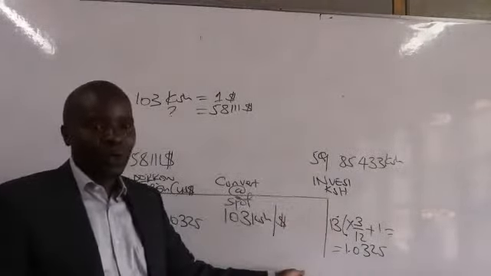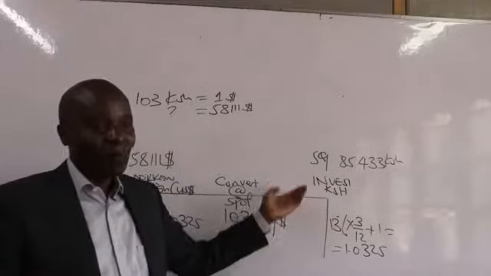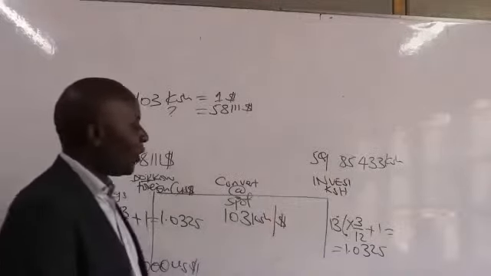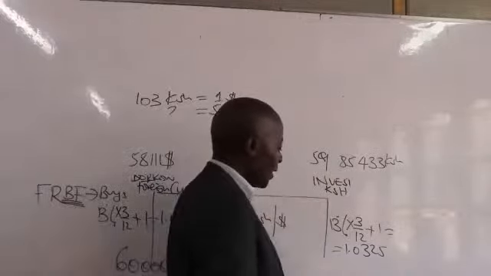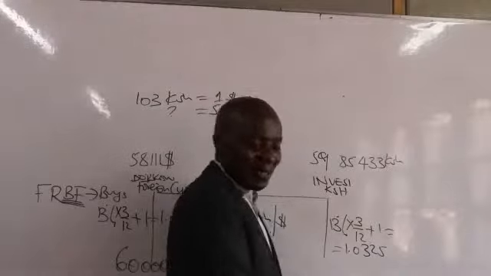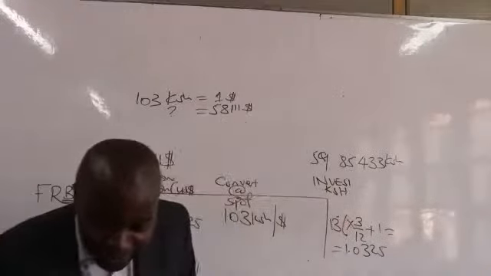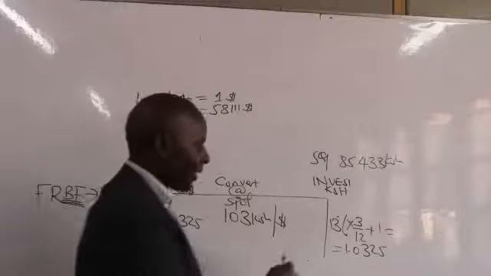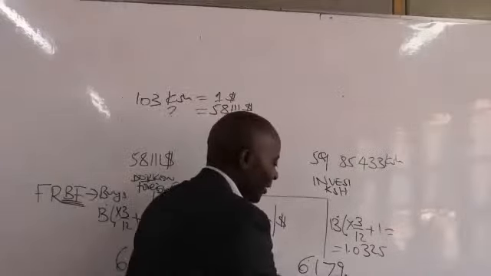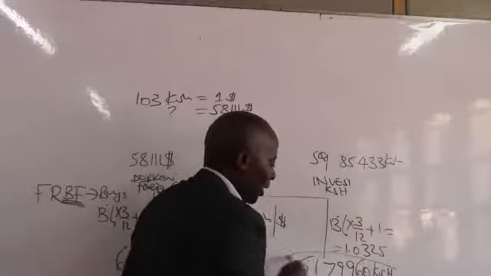Going down, what do we do? Down, always we multiply. So this times this gives us what figure? This and that, you multiply. What are we getting, somebody? 61? 79? 960? Kenya shillings, please, circle like this.